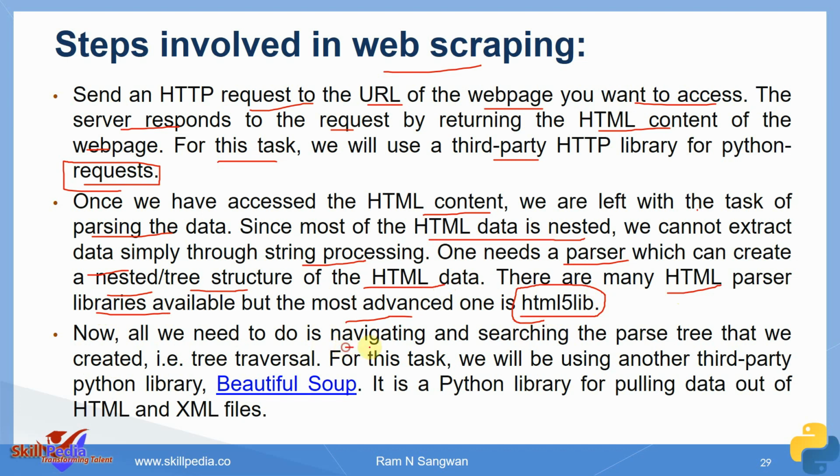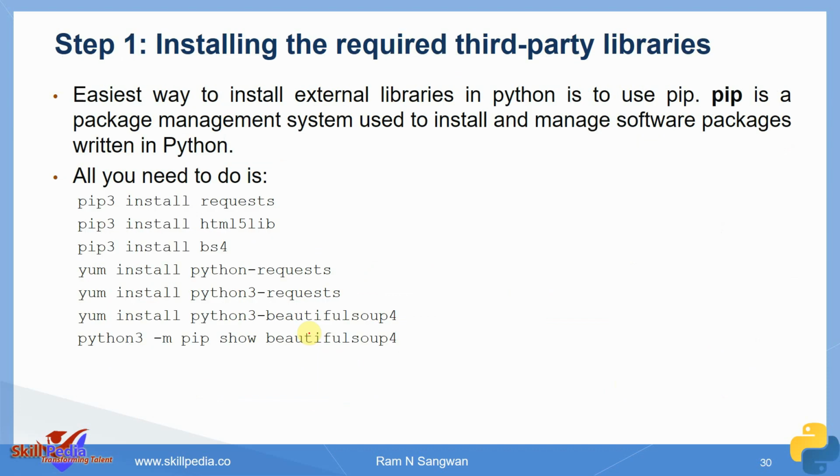Now all we need to do is navigate and search the tree we created, that is, tree traversal. For this task, we will be using another third-party library, BeautifulSoup. It is a Python library for pulling data out of HTML and XML files. So requests, html5lib and BeautifulSoup are the requirements. We need to install them. Step 1: install the required third-party libraries. All you need to do is pip install requests, pip install html5lib, and pip install bs4.